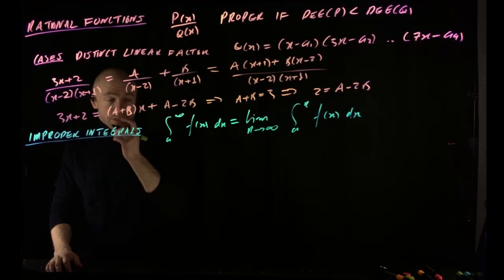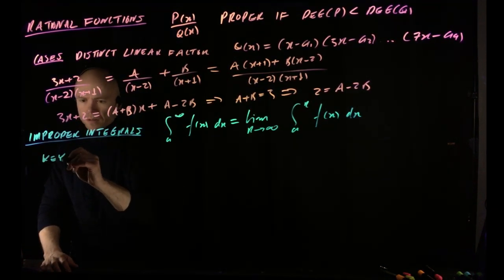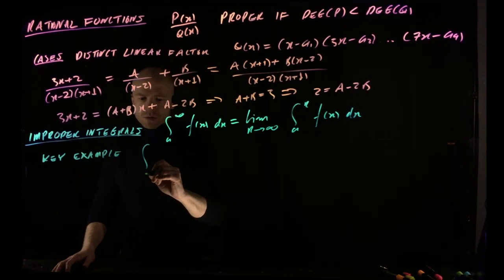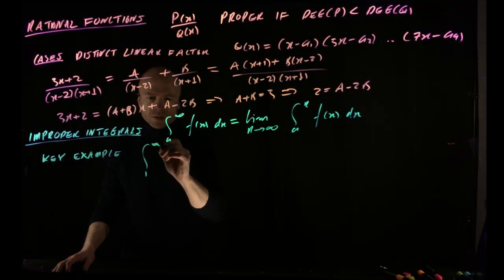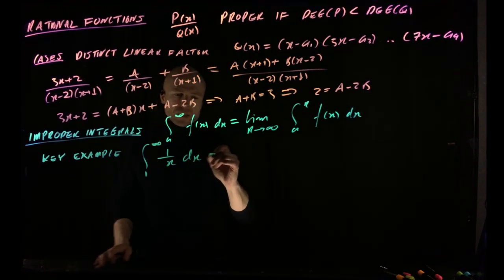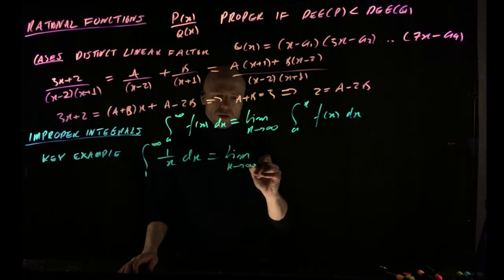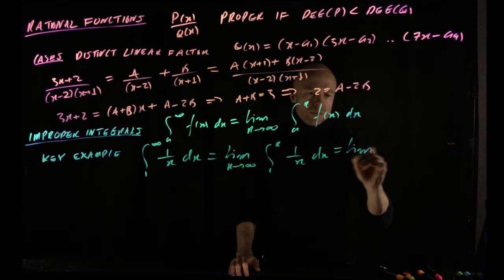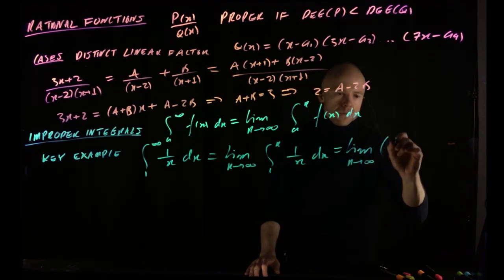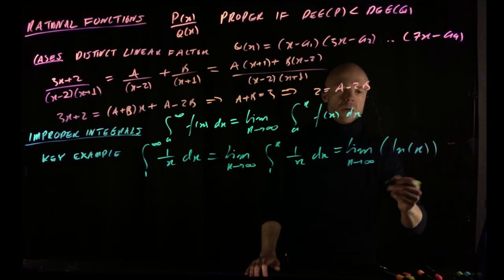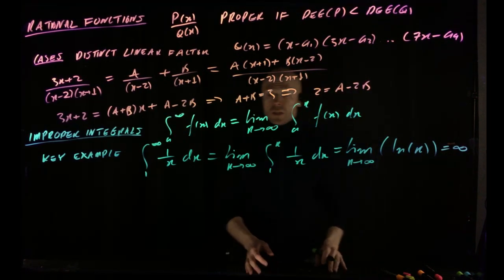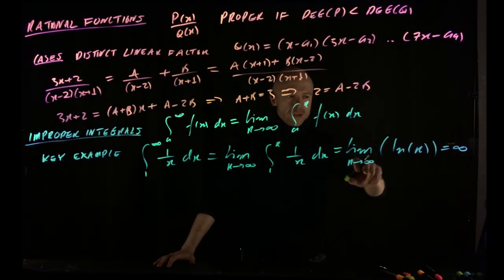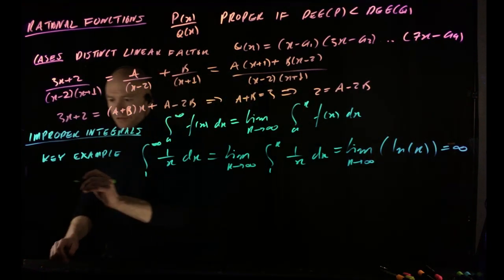Okay, so that's that. And the key example is this thing. It's the integral from, let's say, 1 to infinity of 1 over x dx, which is the limit as r goes to infinity of the integral from 1 to r of 1 over x, and happily we know the antiderivative. It's the limit as r goes to infinity of log of r minus log of 1, which is 0, which is actually infinity. So this does not converge, because the limit does not exist as a number, even though we can write the limit as infinity. So it does not converge.